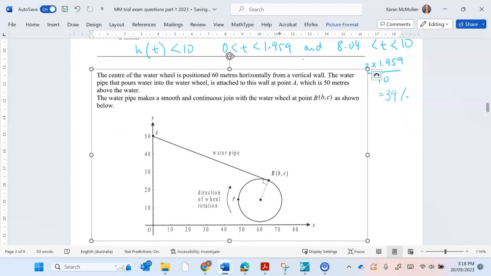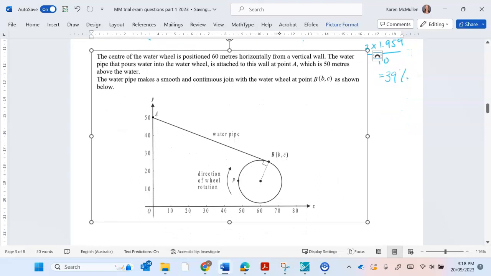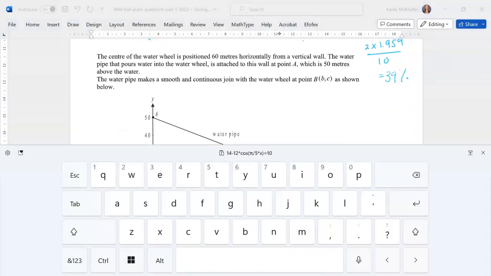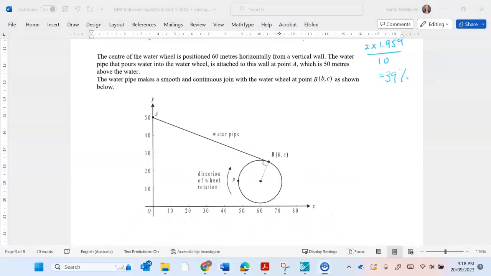All right, the center of the wheel is positioned 60 meters horizontally from a vertical wall. The water pipe that pours water into the water wheel is attached to the wall at point A, which is 50 meters above water. So you can see that's here. The water pipe makes a smooth and continuous join with the water wheel at point B, as shown below.